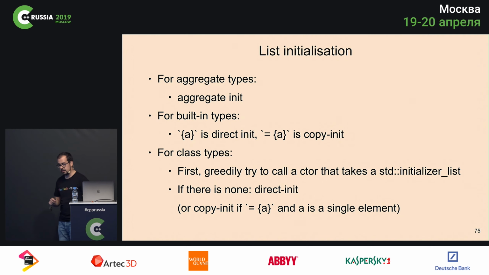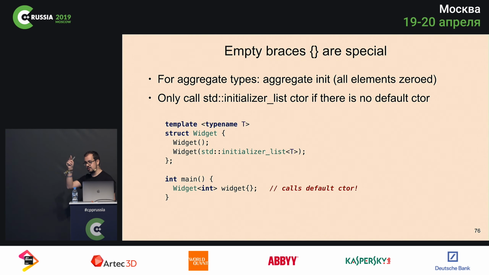Or if you have copy list initialization that takes a single element, like equals one element, then it might copy initialize if you have no std::initializer_list constructor. And there's actually, unfortunately, one more exception, which is empty braces, curly, curly, and that's special again. So let's say you have a type which has a default constructor, and then a constructor that takes an initializer list, right? And then you do curly, curly. What would you expect?